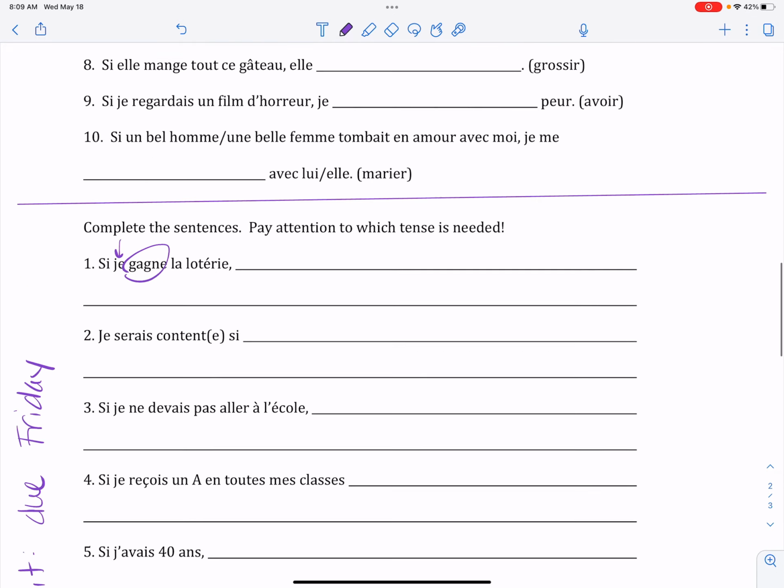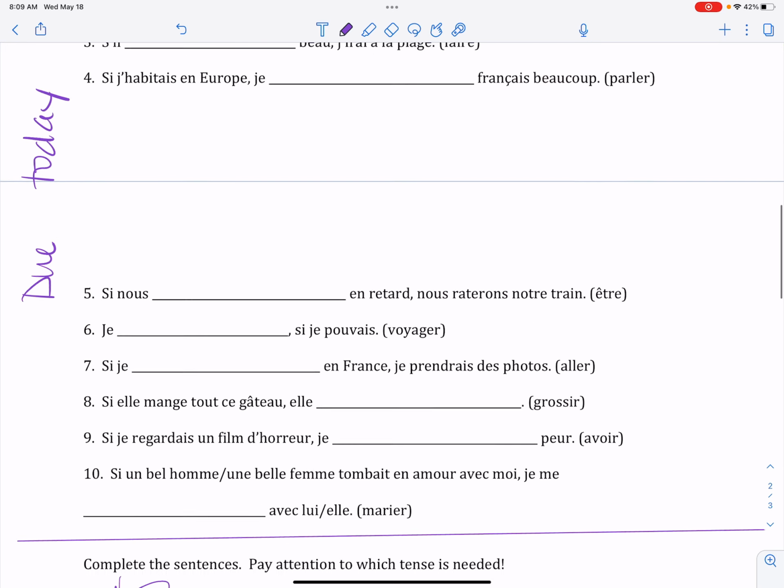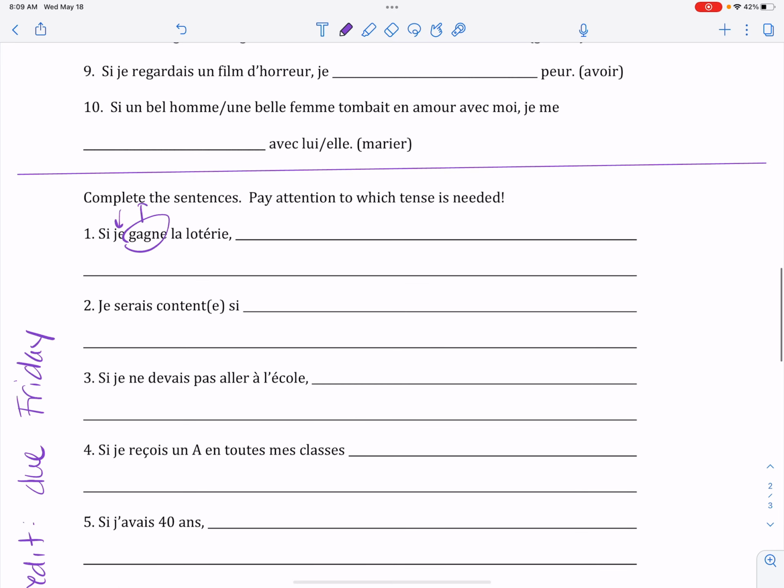So gagne, it ends in E. So if we look at this chart up here, none of these endings here end in E, so we can't have any of those tenses. So we must have the present tense. So si je gagne, if I win the lottery, present tense. So you're going to complete the sentence with something in the future. I will buy, I will go, I will travel, I will do. Whatever it is that you want to say, but it will be something in the future tense.